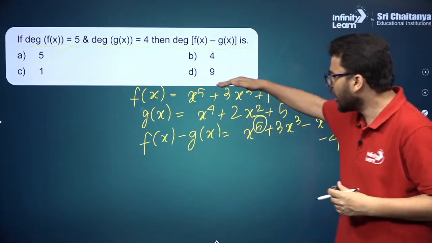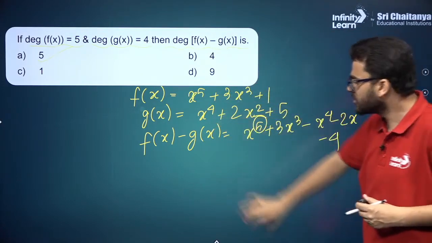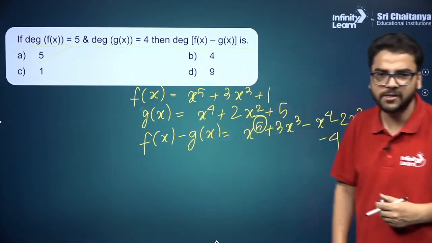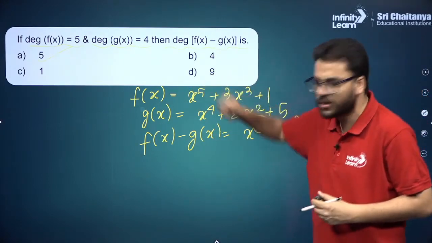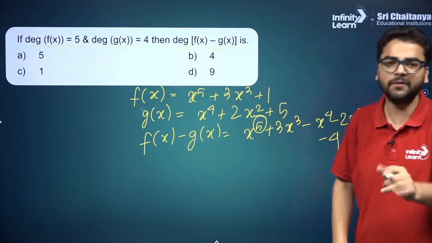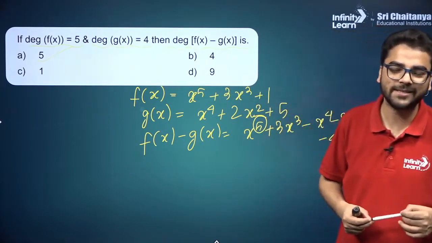If you take a polynomial of degree 5 and you take a polynomial of degree 4, and suppose you subtract the second polynomial from the first polynomial, so the degree of the resultant polynomial will be remaining this only or not? Tell me guys. It will remain 5 only. Is it clear to every student over here? Just comment that quickly, guys.